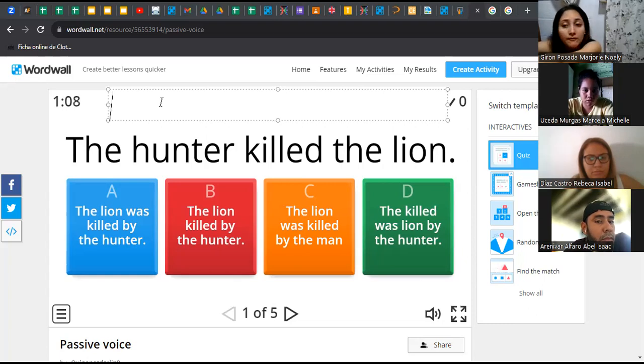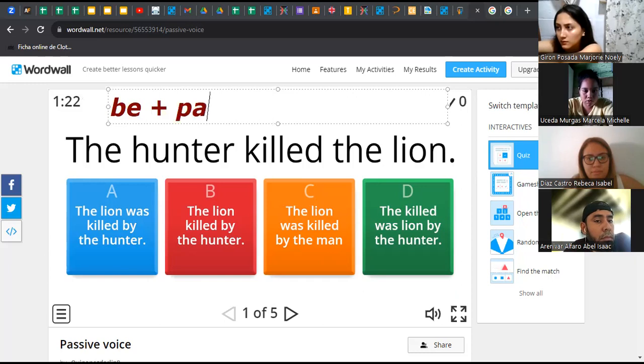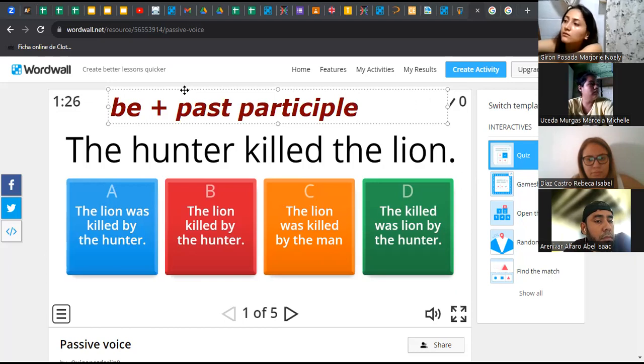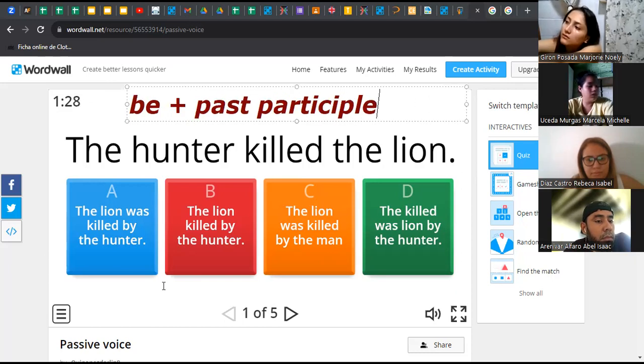Let me see if you remember. The subject, yes, that's okay. But there are two important things. The verb to be, and the past participle. Very good. Past participle, all right? Now, which of these sentences meets the requirements?